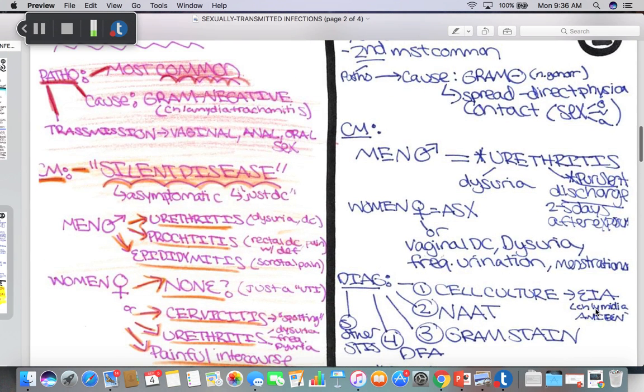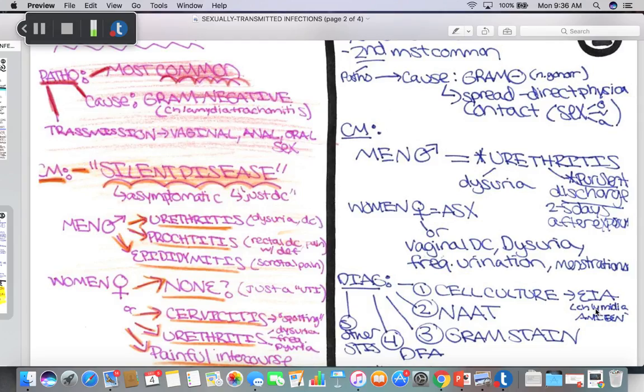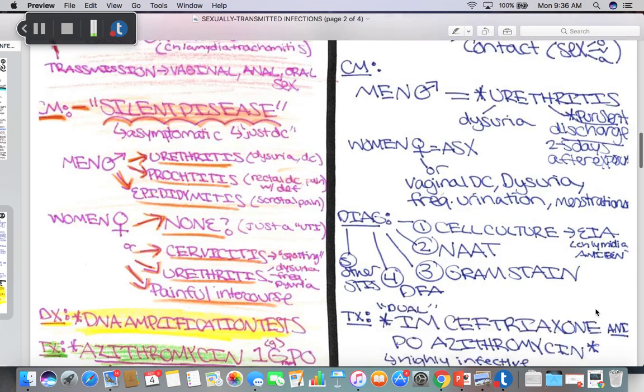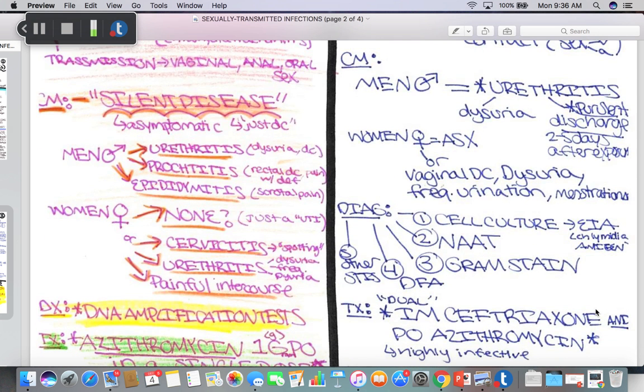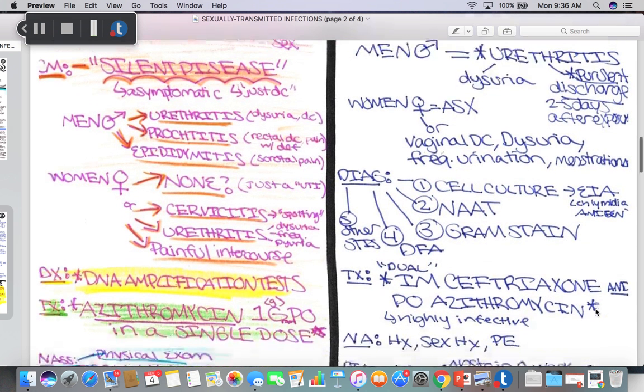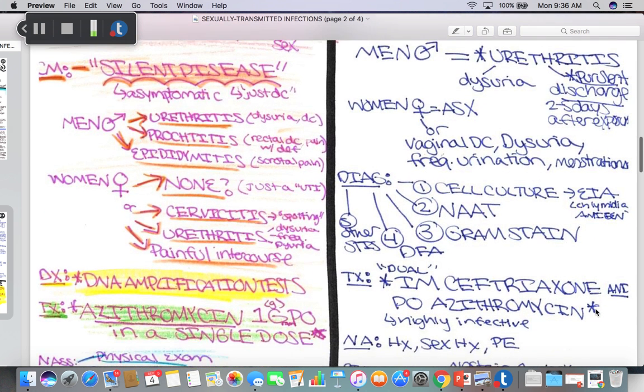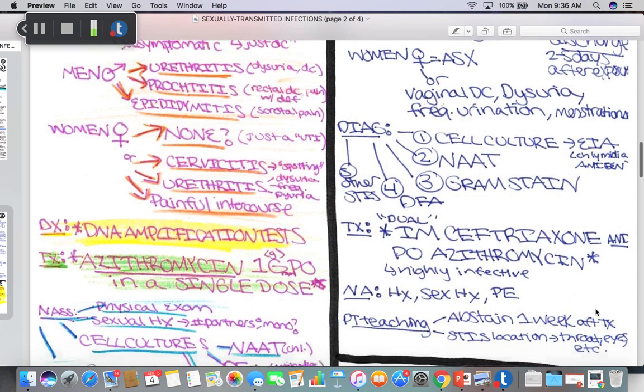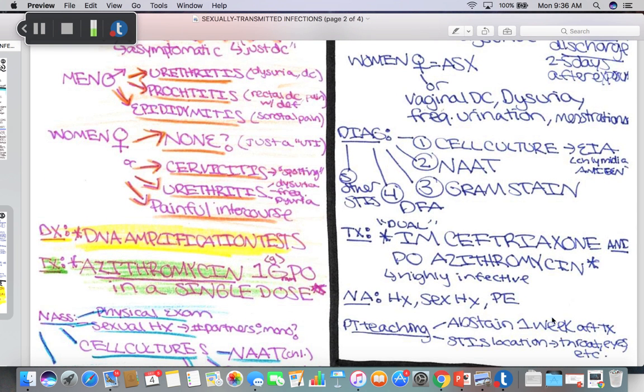Diagnosis of gonorrhea includes cell culture, such as EIA, NAAT. You could get a gram stain, check the DFA, or other STIs. Treatment is dual therapy, so this is IM ceftriaxone and PO azithromycin. And gonorrhea has to be treated very quickly because it's highly infective. Nurse assessment: get a good history, sexual history, and physical exam. Patient teaching: they have to abstain from sex for 1 week after treatment, and STI location can be anywhere, so it can be in your throat, eyes, etc., depending on wherever you get that transmission.